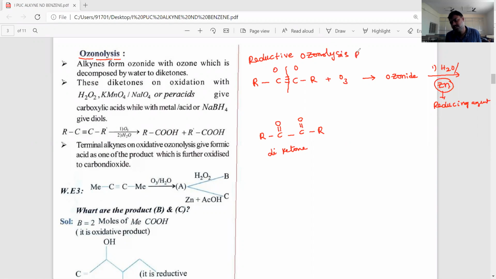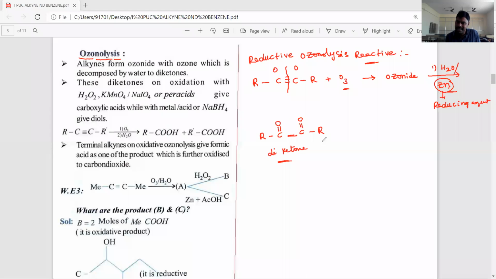Okay, students, we discussed that reductive ozonolysis means ozone reacts with alkynes followed by hydrolysis in the presence of zinc metal. Then it undergoes reductive ozonolysis to produce a diketone. The triple bond is converted into C double bond O, C double bond O, so we get a diketone. So this is the main product.